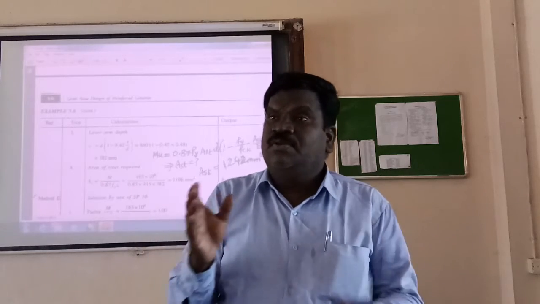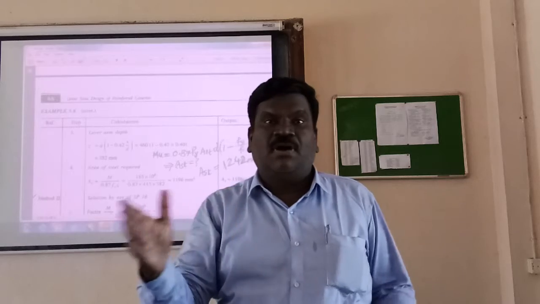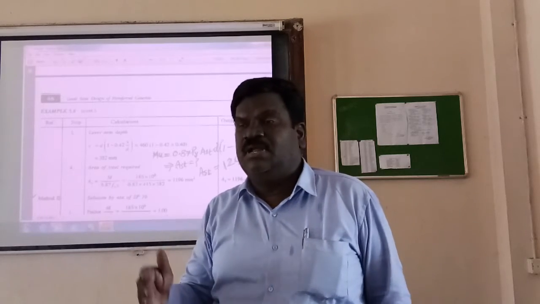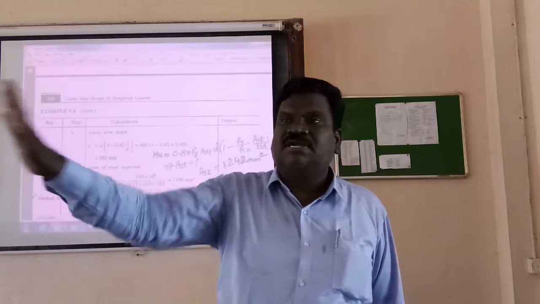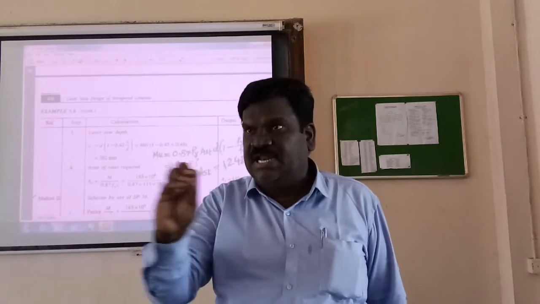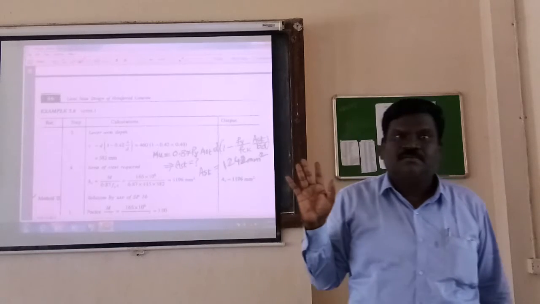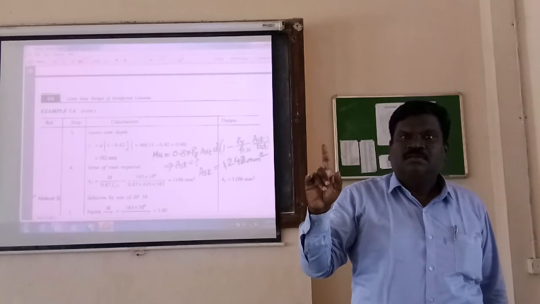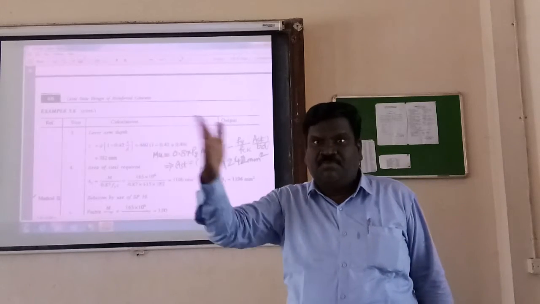This process is all called detailing. Now you have to verify whether it is possible for you to accommodate 4 numbers of 20 mm bars within the width of 250 mm of your beam. Yes, it is possible. With that you have to give detailing also. Detailing also can be given. That's all. Is it clear? This is a complete problem.